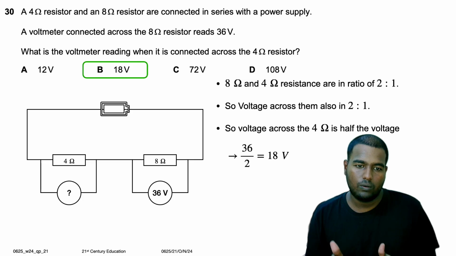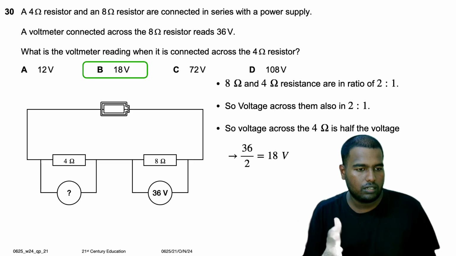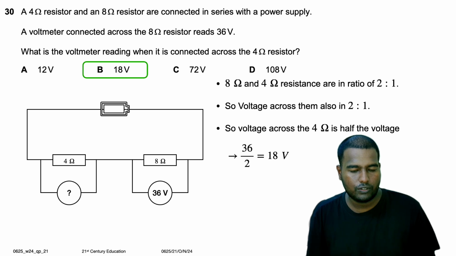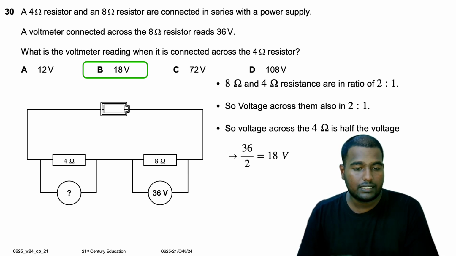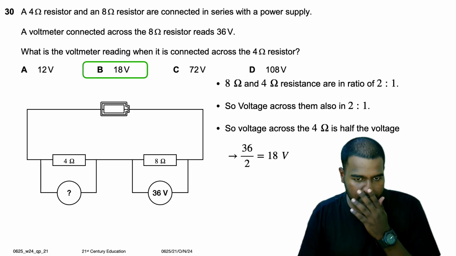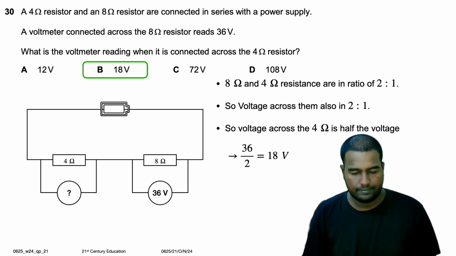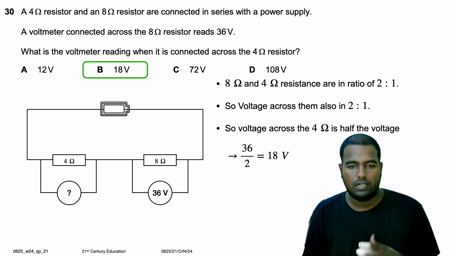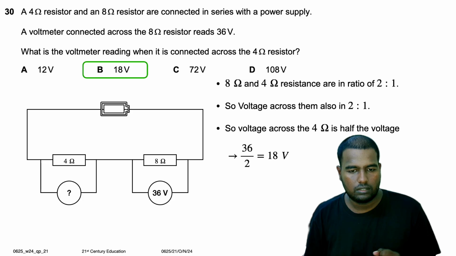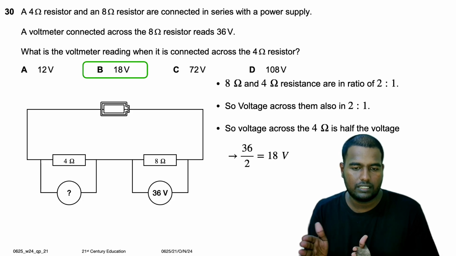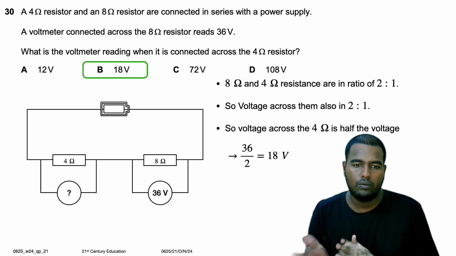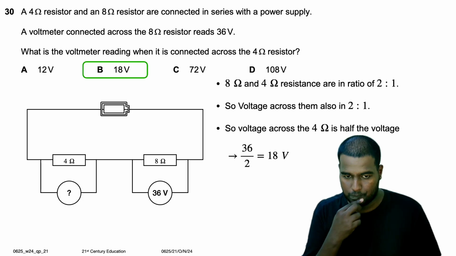Just to think, what if something has 2 ohm? Then it will have 1/4 of the voltage, which is 9 volt. Super. If there is another resistor connected in series which has 16 ohm, then it will have 36 into 2, 72 volt across it. This is how, however many times the resistance increases, the voltage will increase by the same amount. Just multiply.